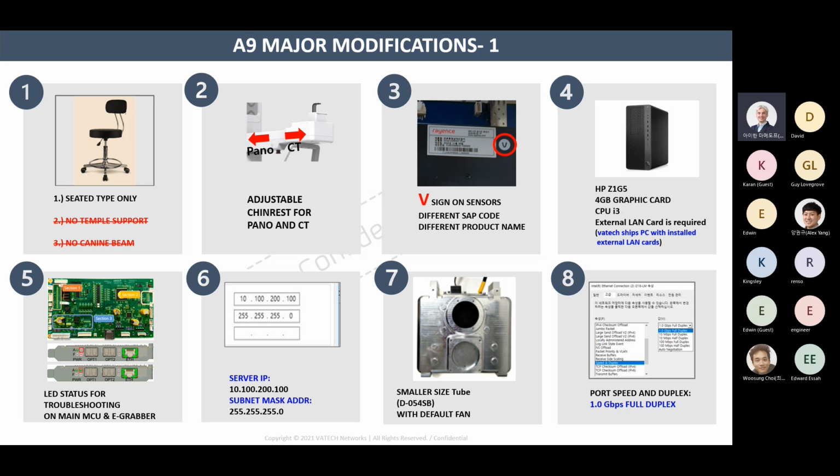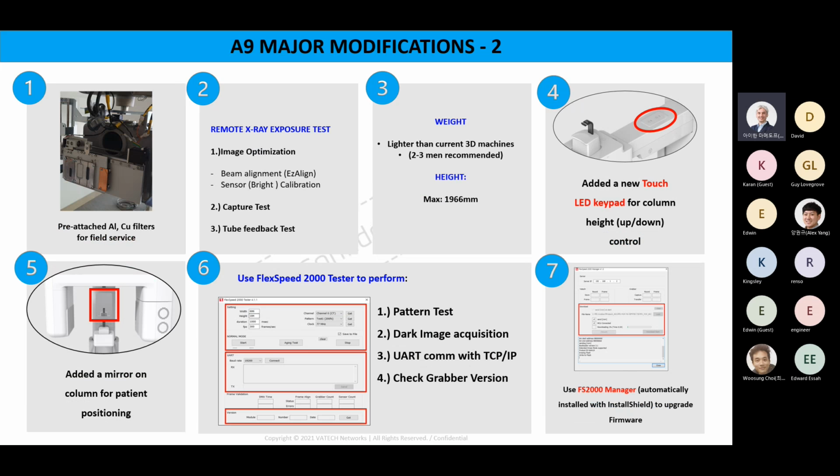And the port speed, don't forget to select 1 gigabit per second full duplex, all right? So it's important for the proper image transmission.